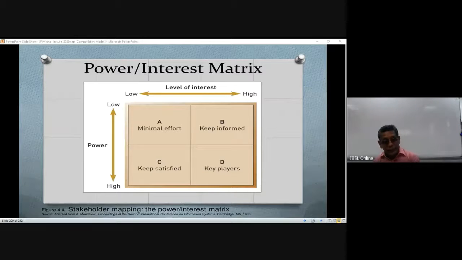Now, what do you mean by friendly takeover? The target company's management, and the target company means the company that is going to be acquired, the management and board of directors agreeing to be absorbed by an acquiring company.